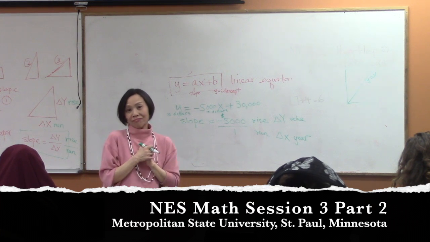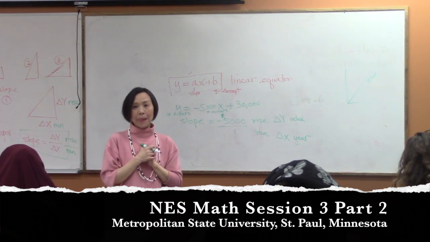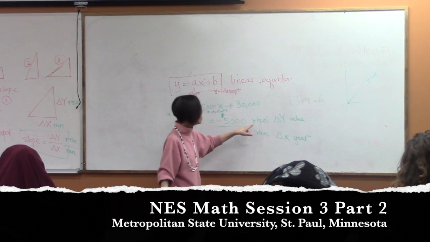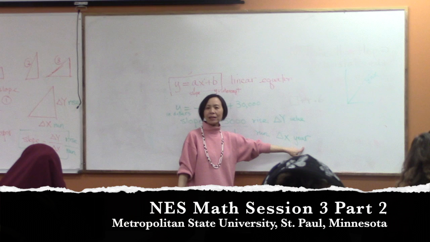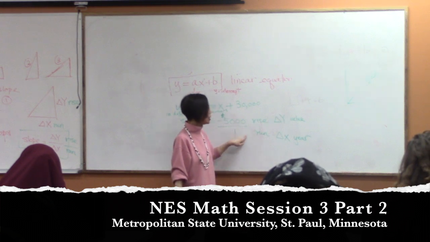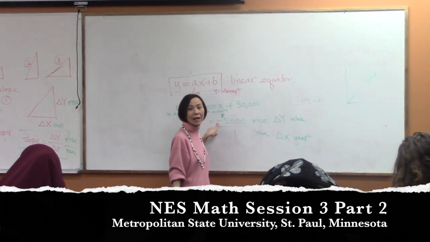So that question is I asked, what is the value of my original SUV? $30,000. So what is that 5,000 in this case? Okay. Remember rise over run. Yes. For every year that is changing. If I change 1 year, I'm losing 5,000.